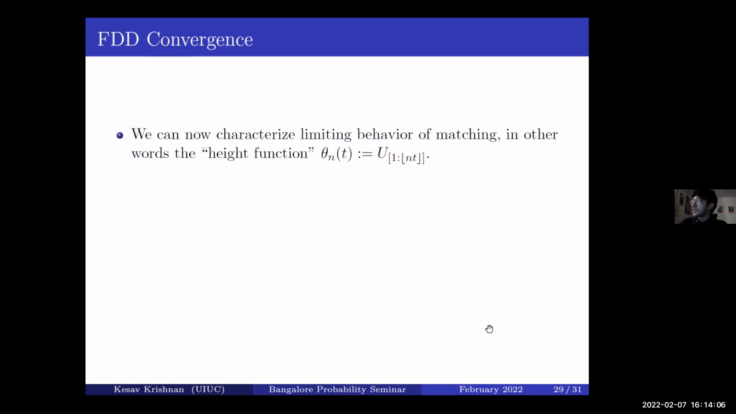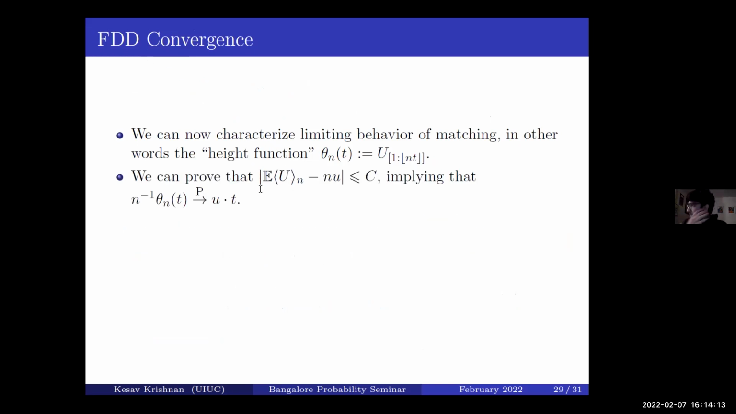We're now in a position to characterize what a typical matching looks like. So what we can show is that if you look at the average number of unpaired vertices in a section, that differs from n times u by at most a constant. So it implies immediately that the scaled number of unpaired vertices corresponding to the section 1 through nt is going to converge to this linear function that we discussed earlier.